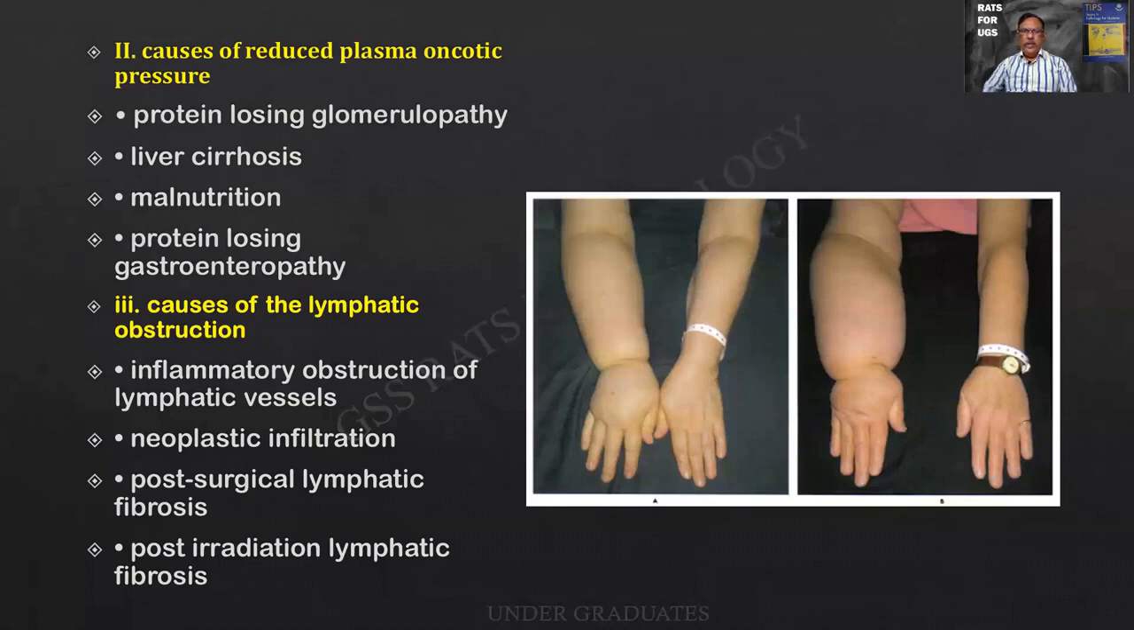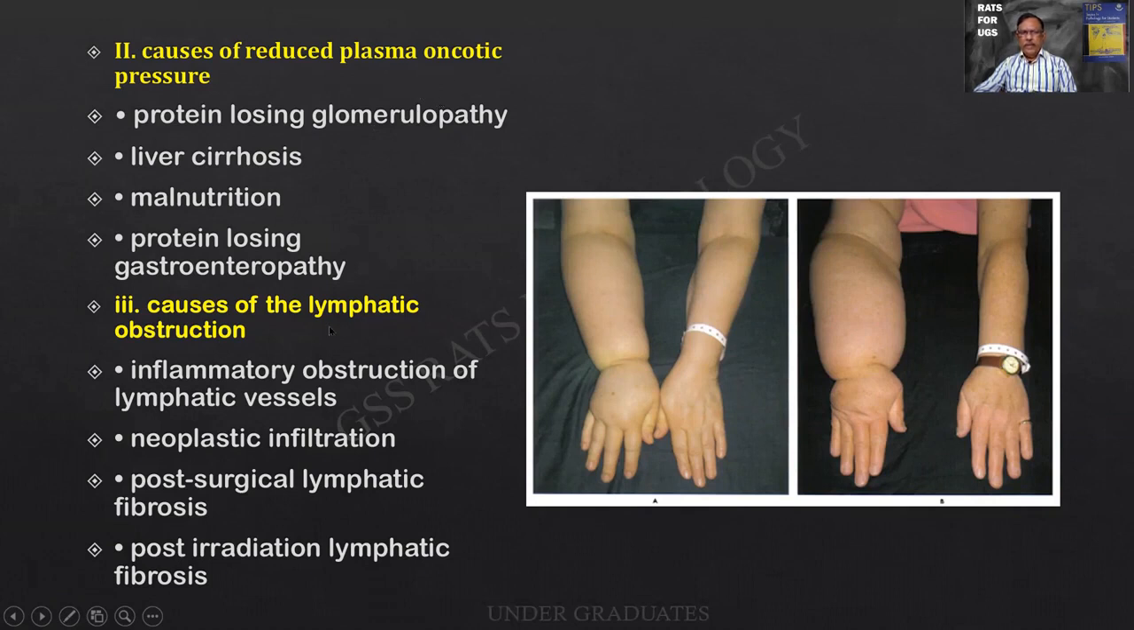The other cause of edema will be reduced plasma oncotic pressure. Protein-losing glomerulopathy, liver cirrhosis, malnutrition, and protein-losing enteropathy. All these can be causes for reduced plasma oncotic pressure.